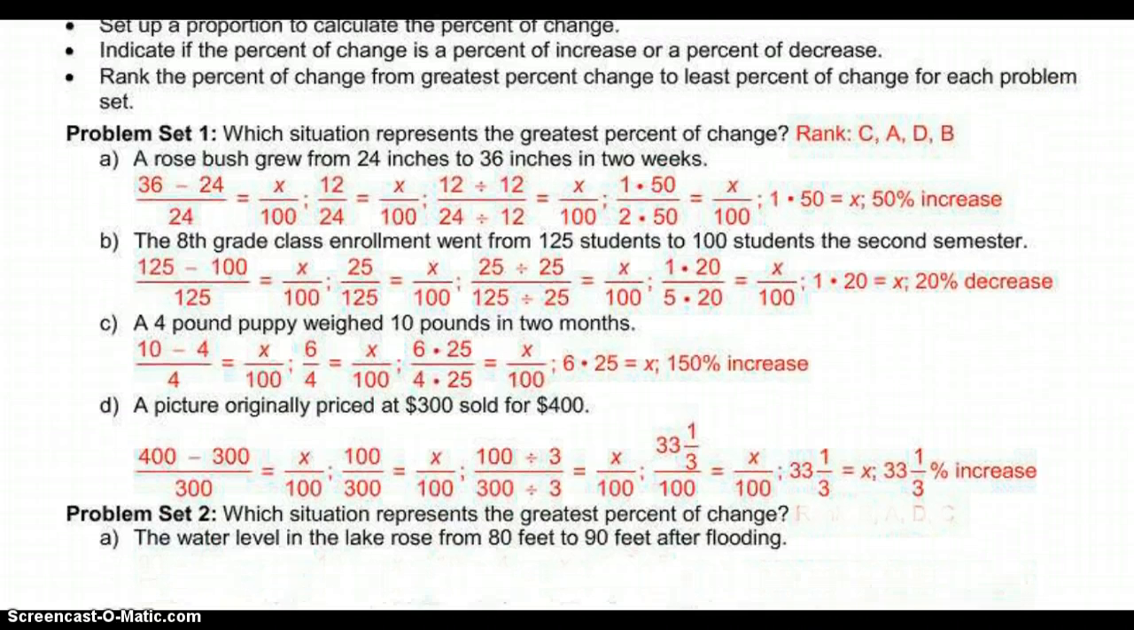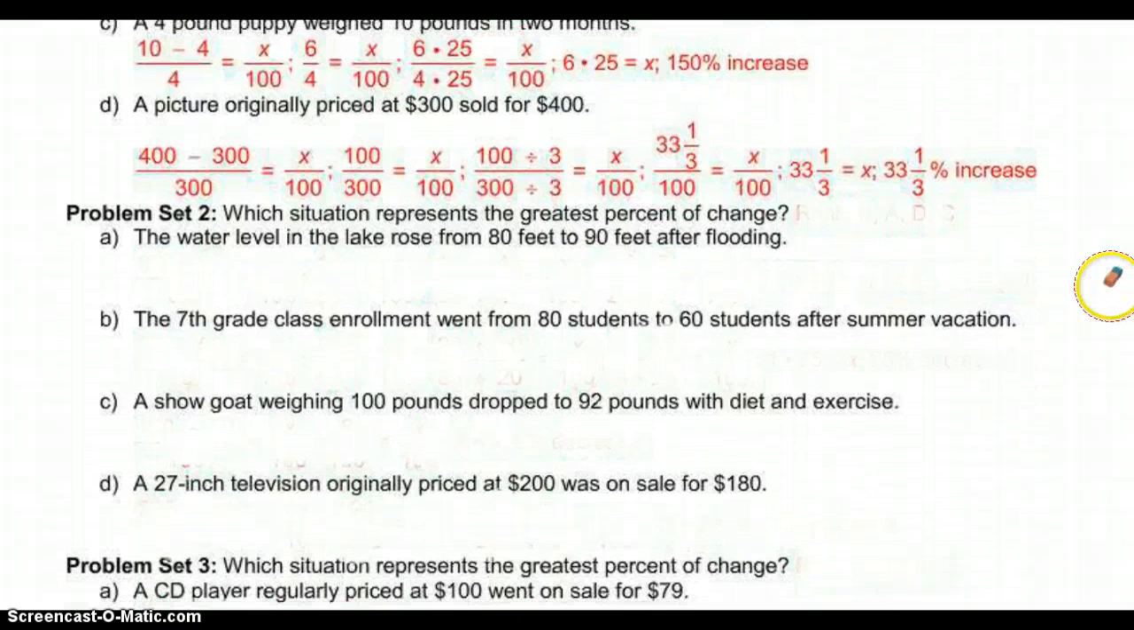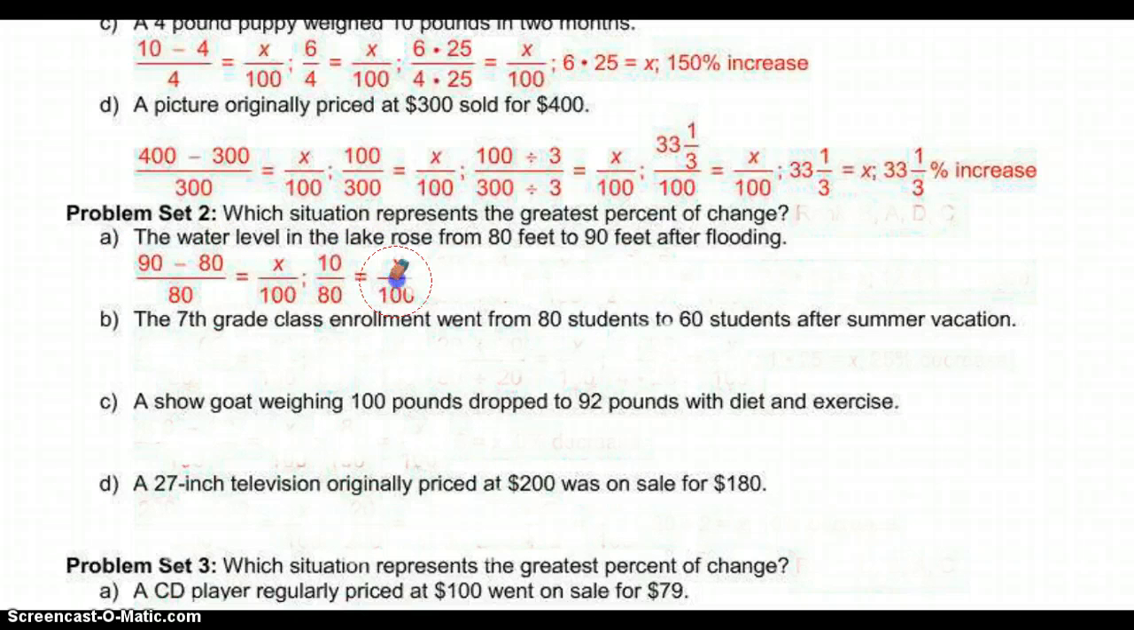All right, let's see, can we run through this second one before our allotted time is up? So the water level in a particular lake rose from 80 to 90. Again, we'll take 90 minus 80 is equal to x over 100, and we'll wind up with 10 over 80 is equal to x over 100, because 80 is the original, and we're going to subtract, and we'll get 10 over 80 is equal to x over 100.